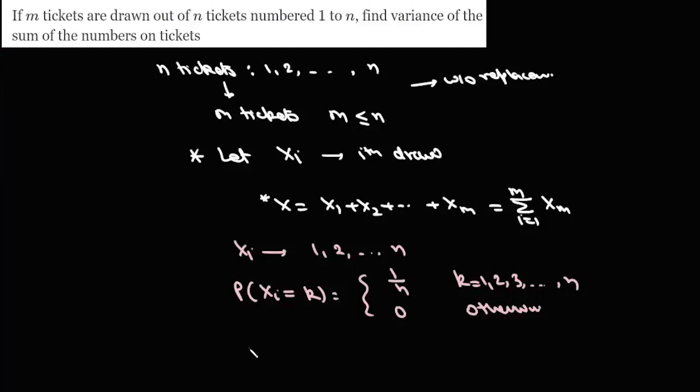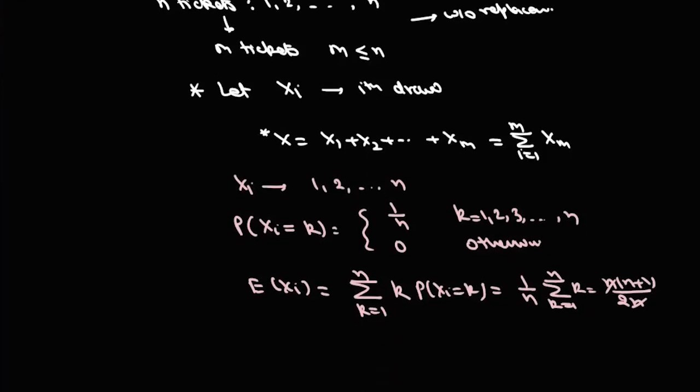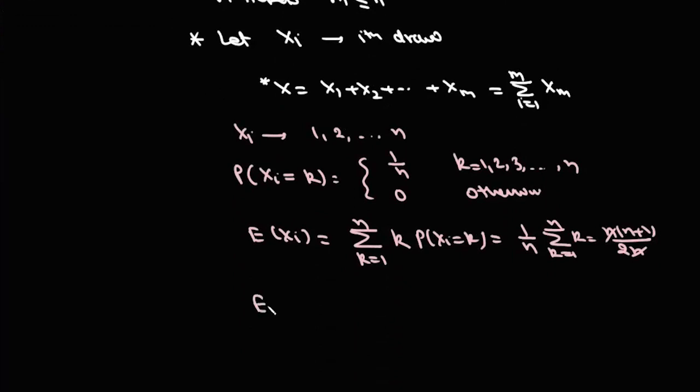Now if we find the expectation of xi, then the expectation of xi will be this summation, k into P(xi equals k), where k varies from 1 to n. Now this probability is 1 by n, so it will be 1 by n, and then this summation k varies from 1 to n, summation k, which is n into n plus 1 by 2. So it will be n plus 1 by 2. So the expectation of the ith draw xi is n plus 1 by 2.